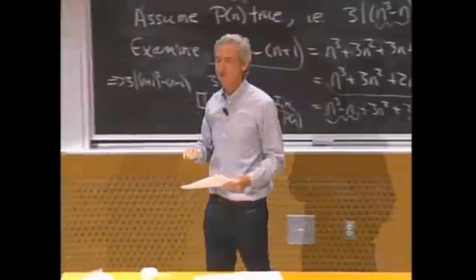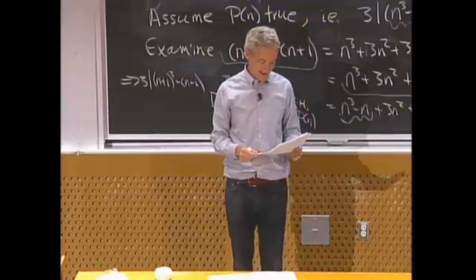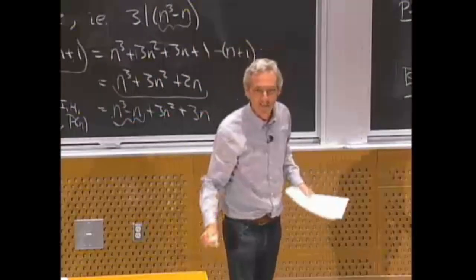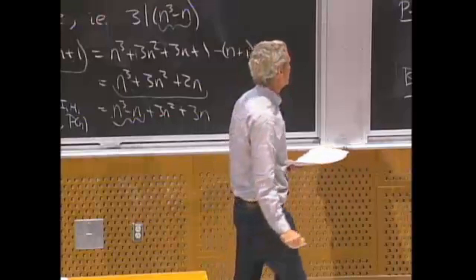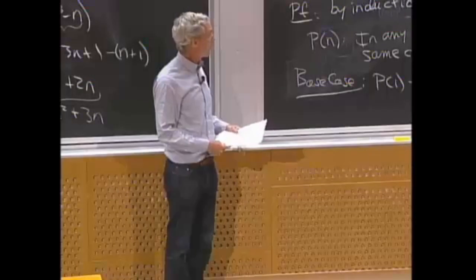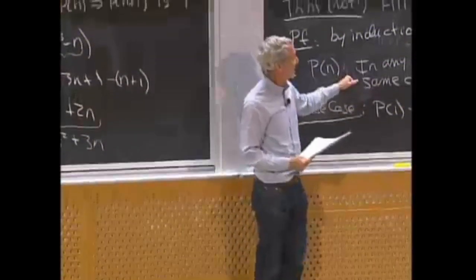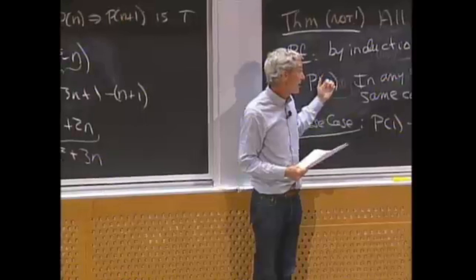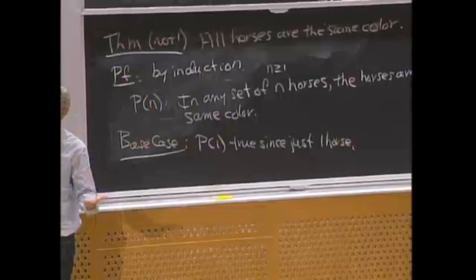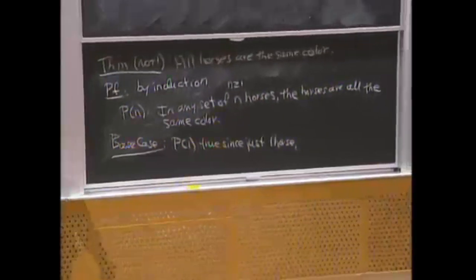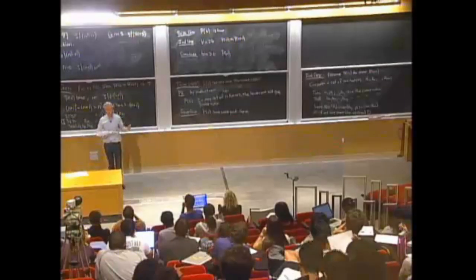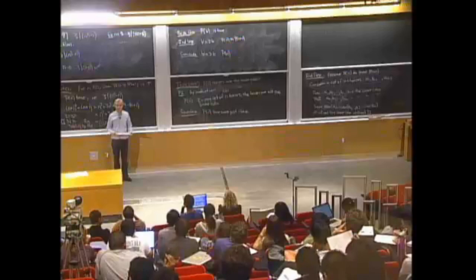So now we don't leave it to homework. We do it in class. What's the flaw here? What is it? P of n? What's wrong with P of n? No, this is a real assumption. In any set of n horses, the horses are all the same color. That is a proposition. Because it depends on n, it's a predicate. It's true or it's false. Now, we know it's false, because you could get a set of a couple of horses with different colors. But it is a proposition.